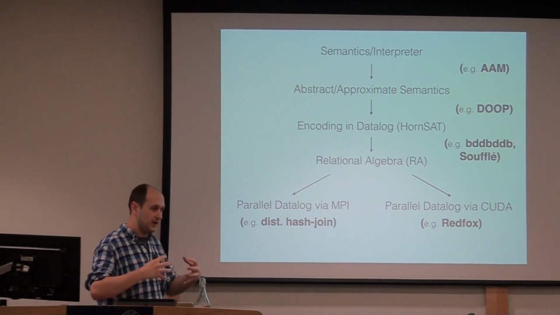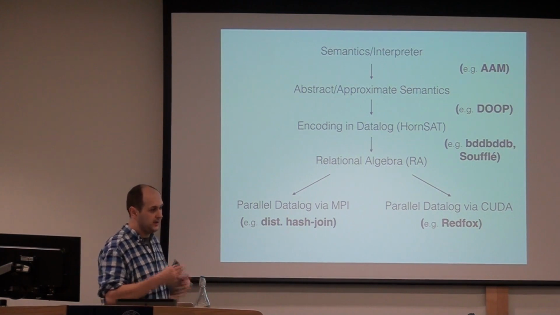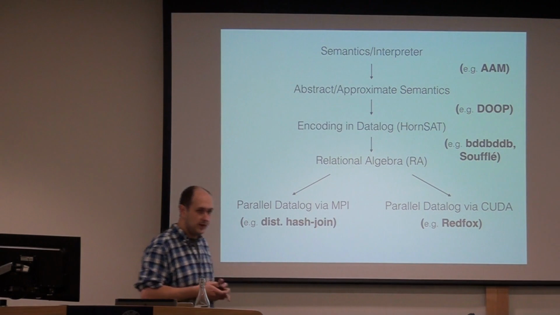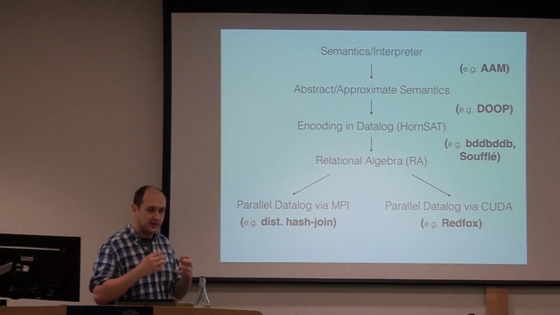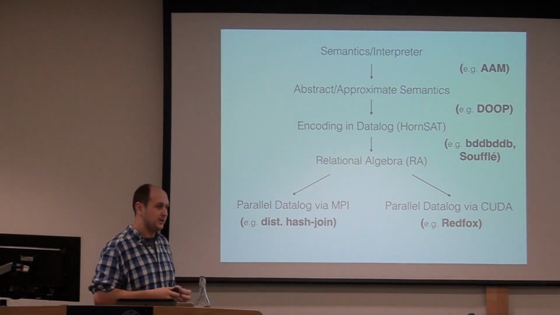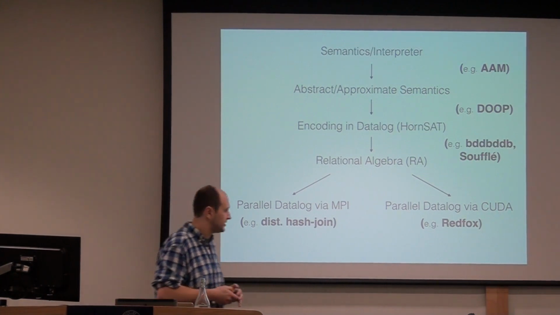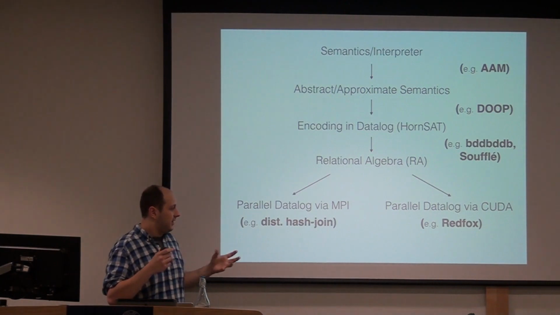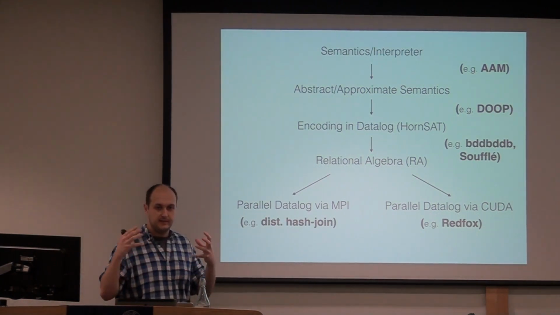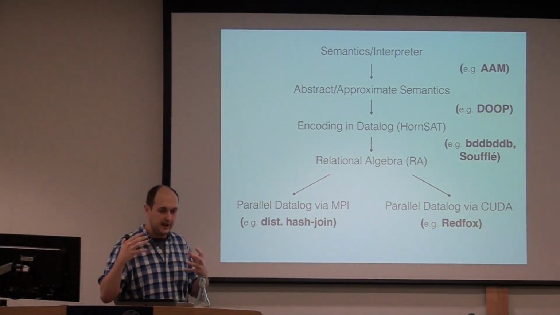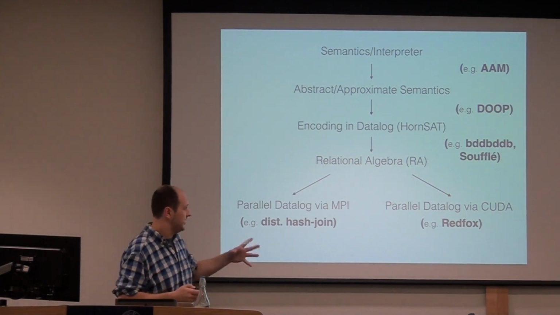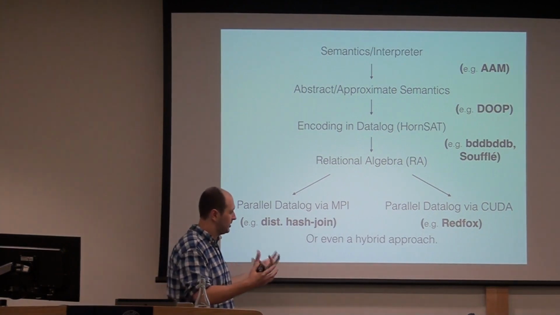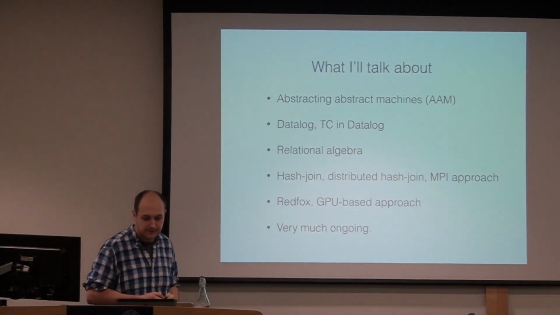They scale a single join operation up to a couple thousand nodes, but they don't do fixed point computations or anything like that. Another approach is the Redfox library, which encodes a bunch of relational algebra primitives for general purpose GPU programming in CUDA. So that's another approach we try to build on. A number of recent supercomputers are increasingly using heterogeneous architectures which combine traditional CPUs with coprocessors. So perhaps if both of these are promising, we could even explore a hybrid approach.